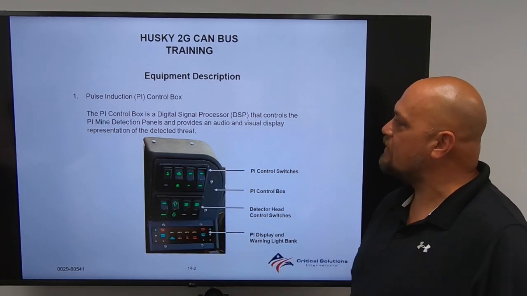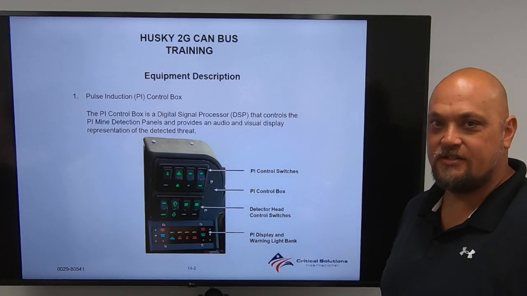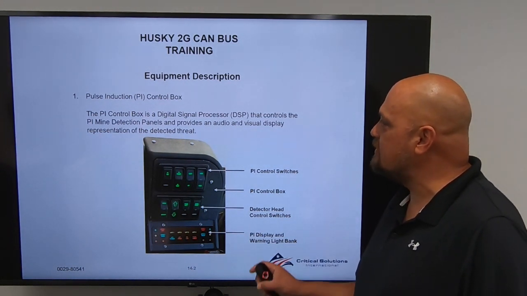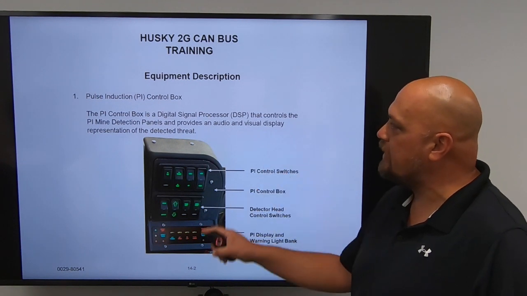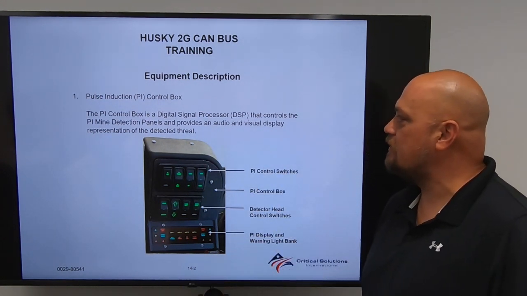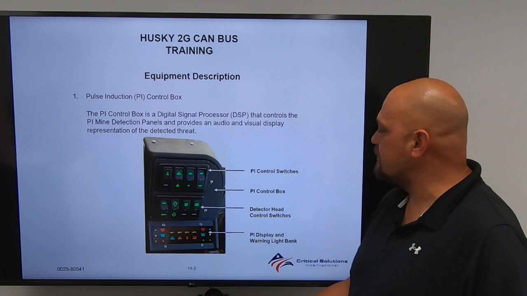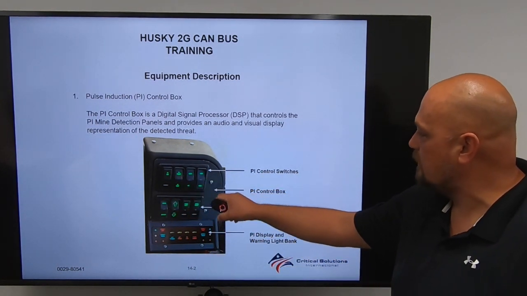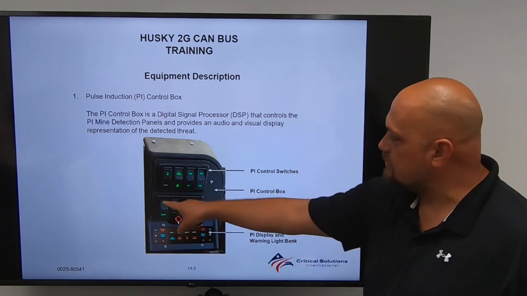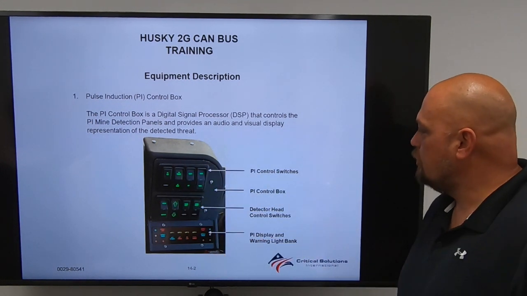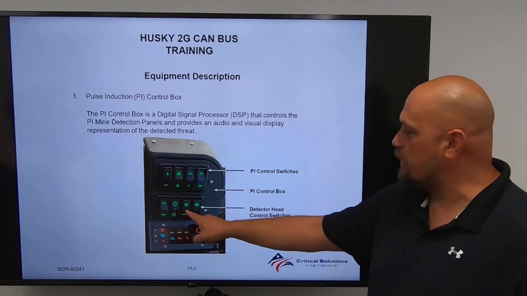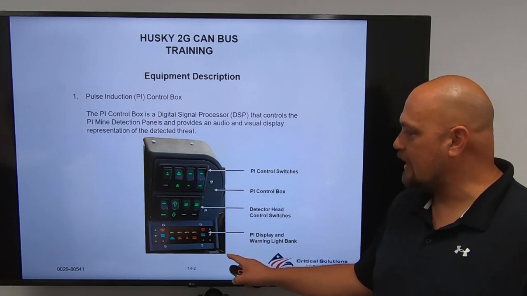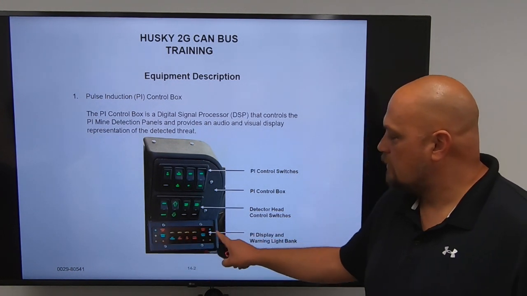The PI control box is a digital signal processor, DSP, that controls the PI mine detection panels and provides an audio and visual display representation of detected threat. Part of your PI system, inside the cab, you have your PI control switches, which is this top bank, your PI control box, which is the complete assembly, your detector head control switches, as well as ink marking buttons, and your PI display and warning light bank right below.